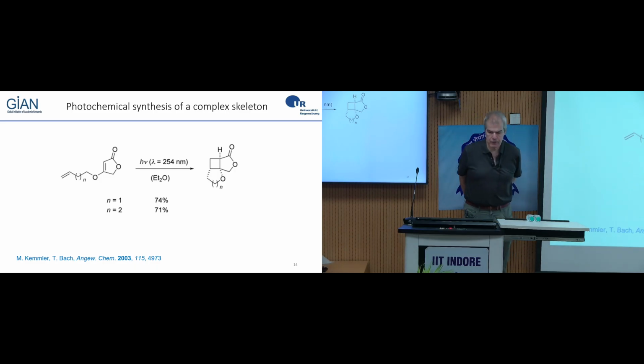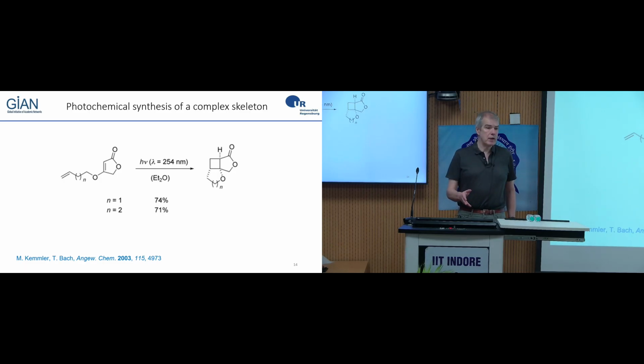This type of reaction is very often used in natural product synthesis, and again to make highly congested ring systems. Here's an example from my colleague Thorsten Bach from the TU Munich, and he showed that you can do this type of 2+2 cycloaddition. You see, you get a 2+2 cycloaddition between these two systems, and you can get such a ring system out of this.